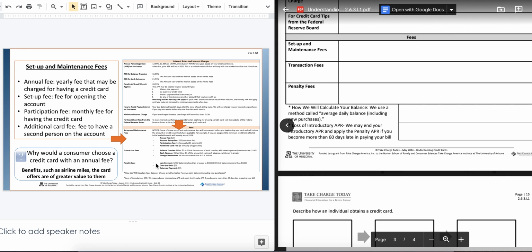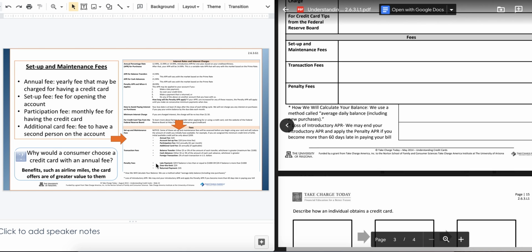Depending on the company, you might have a setup fee. So you would pay this when you open your account initially, and then you would not pay it again. You might have a participation fee, so you would have a monthly charge for every month that you have this credit card open. And then an additional card fee. This happens a lot with families or with married couples. If I have a credit card account in my name, I have the opportunity to take out a second card on that account in my husband's name or in my child's name. And I would pay an additional card fee for having a second person on this account.